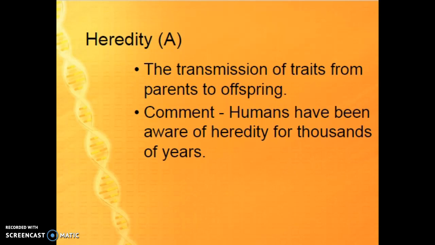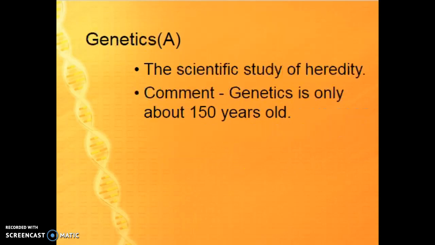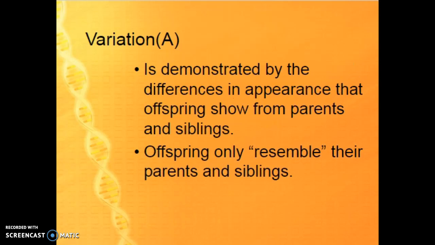But start off with our definition of heredity. That's going to be anything that can be passed from one generation to another, from parents to offspring. Notice we've been aware of heredity for thousands of years, much longer than we've been aware of genetics and how that mechanism works. Genetics is a scientific study of heredity, so how traits are passed from one generation to the next. It's only about 150 years old. Really, Gregor Mendel launches us in the world of genetics in the 1860s.